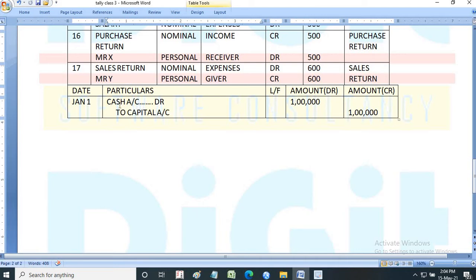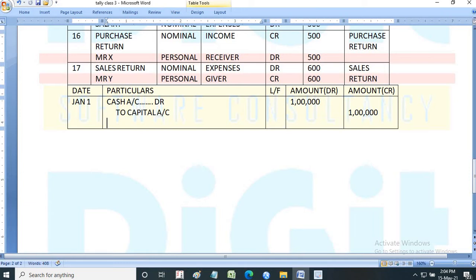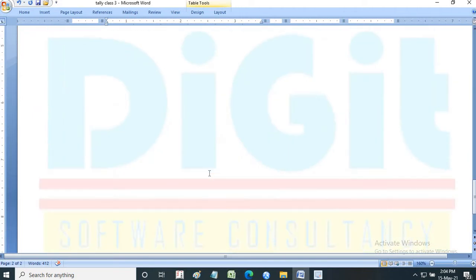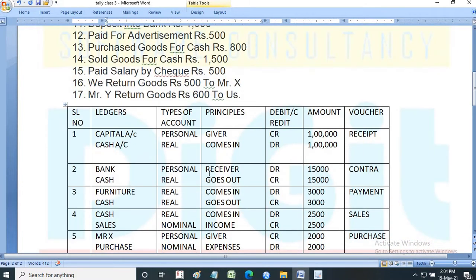Like cash account debit, that means we always write the debit element first and then the credit element. And here in brief we write the narration, like "being start of business." This much is enough to show what is exactly happening in that transaction. This one is called narration. So this is the proper format, and what I'm going to show you is how to find debit and credit.